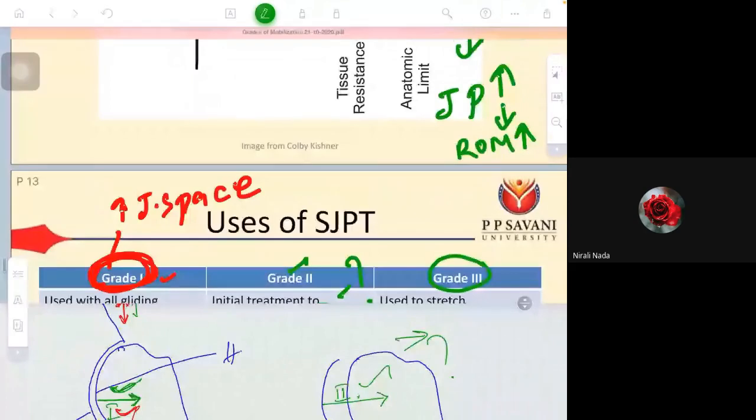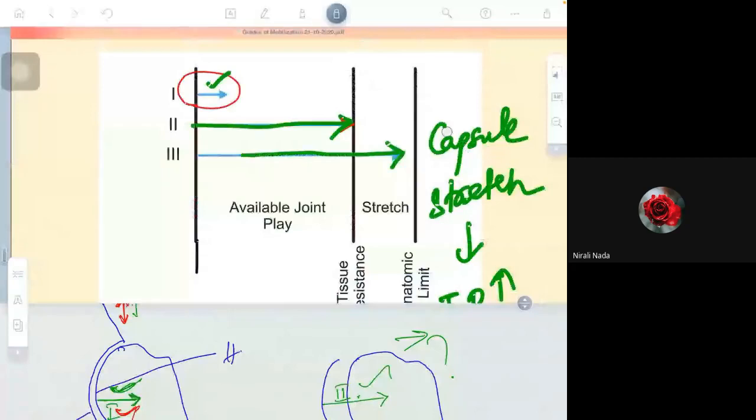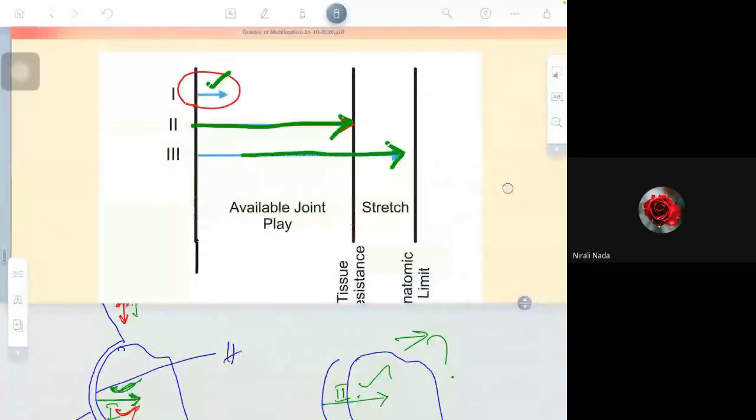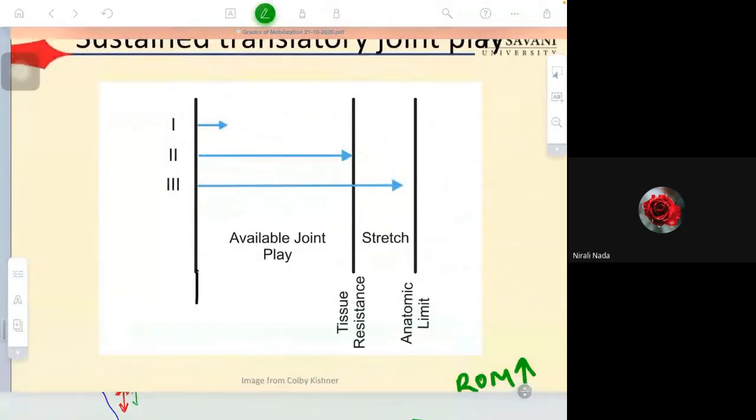Clear? So, from this diagram, if you see, only one grade is crossing the limit. Only one grade is crossing the tissue resistance. So this is not reaching. It is not crossing. The first is not crossing this line. The second line, yes, it touches the line, but it does not cross the line. Only one grade is crossing the line.